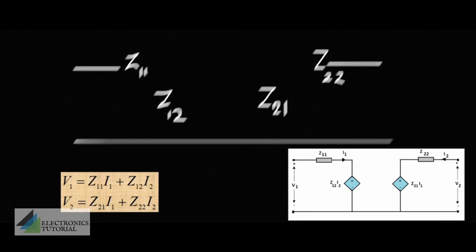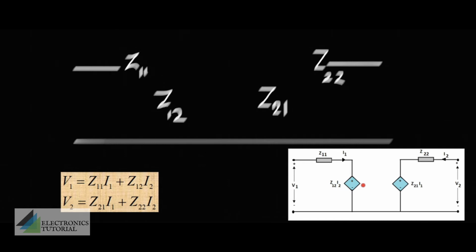I think you remember the Z parameter equations. V1 is equal to Z11 into I1 plus Z12 into I2. The first term is Z11 into I1. Z11 into I1 is indicated here in the first section. And the second term is Z12 into I2. I into Z is a voltage relation. So we have drawn a voltage source here.